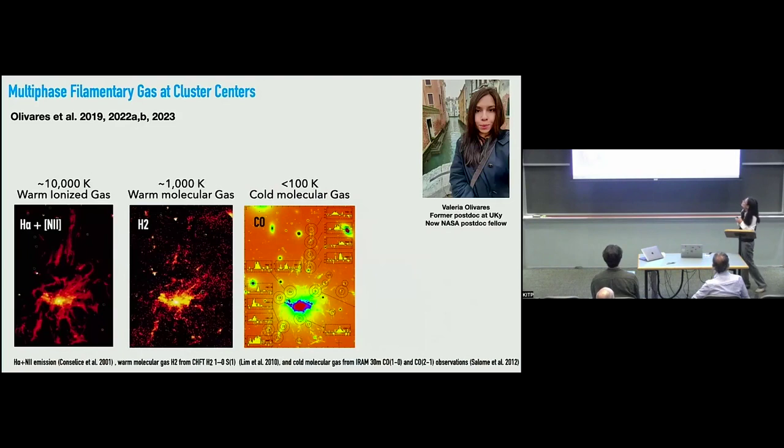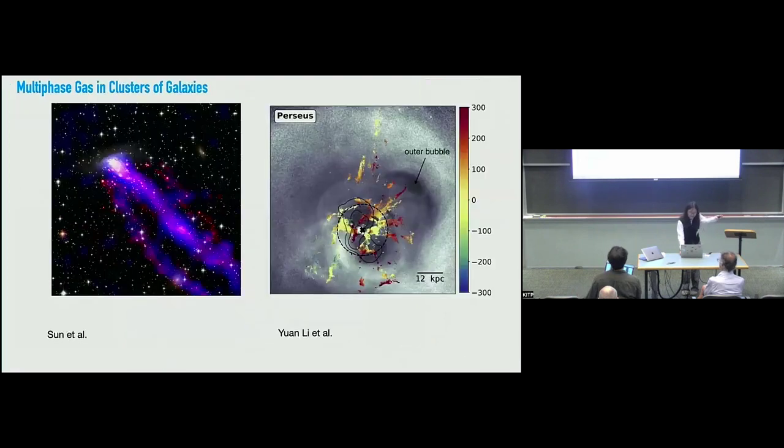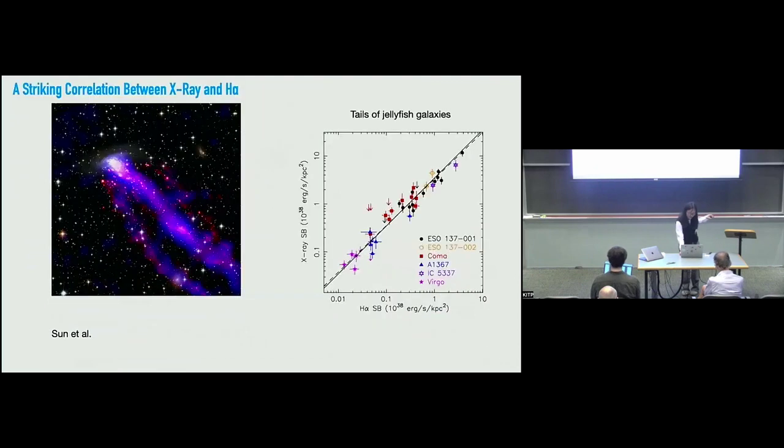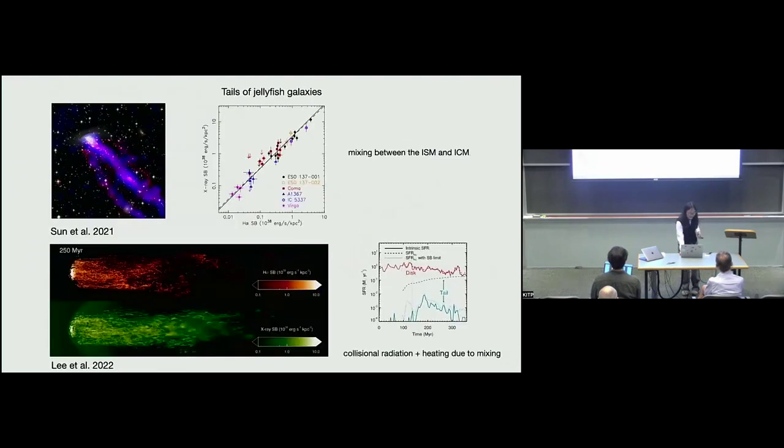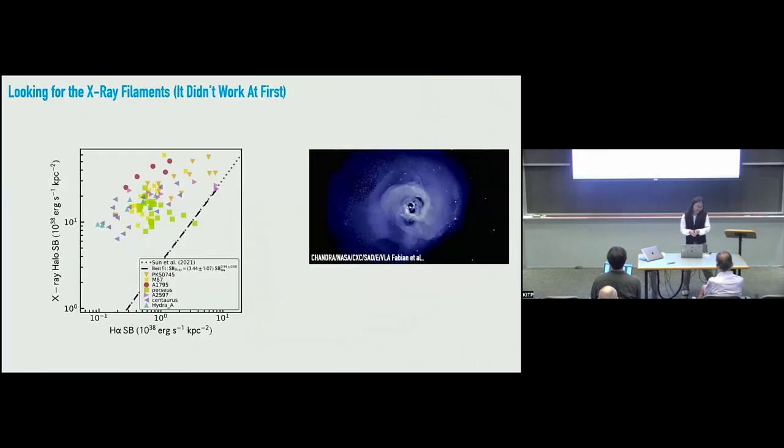In galaxy clusters, we see a very wide range of gas traced by different methods: in addition to X-ray, there is also 10 to the 5, 10 to the 4, and also down to the 100 Kelvin gas. So we tried to do the same thing as this study. We tried to follow this method. At first, it didn't work. We don't see any correlation.